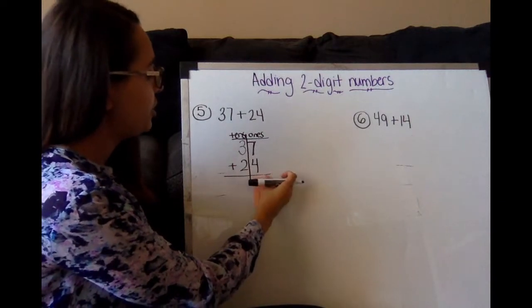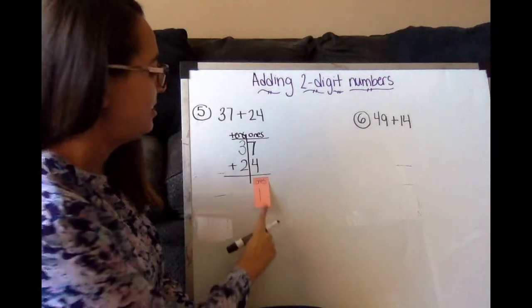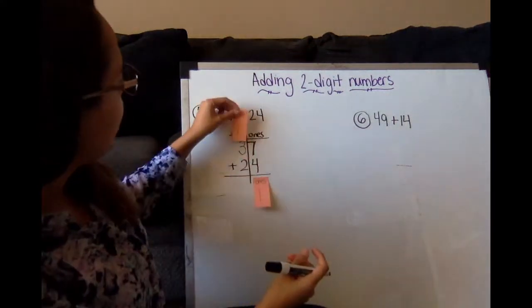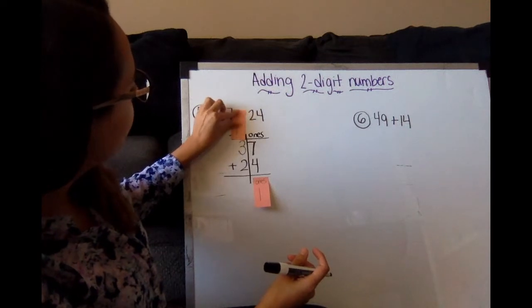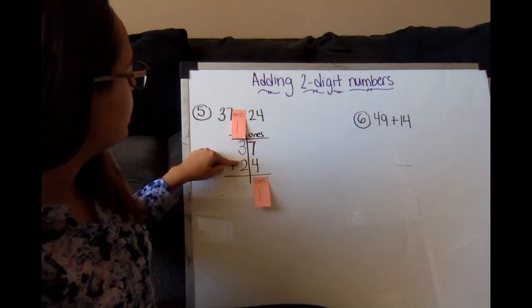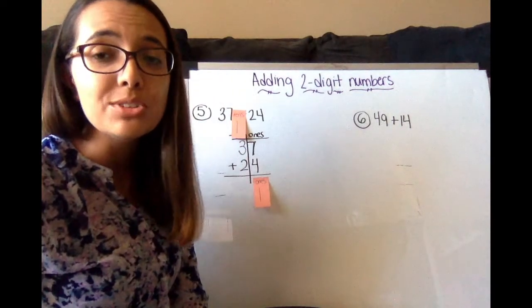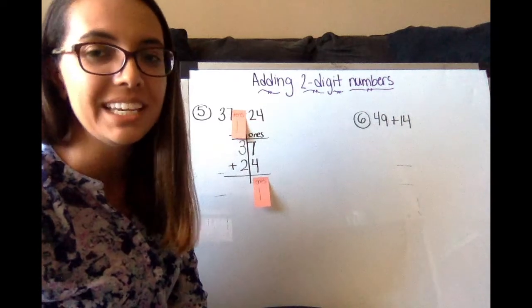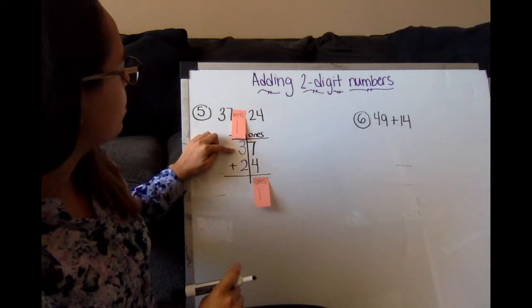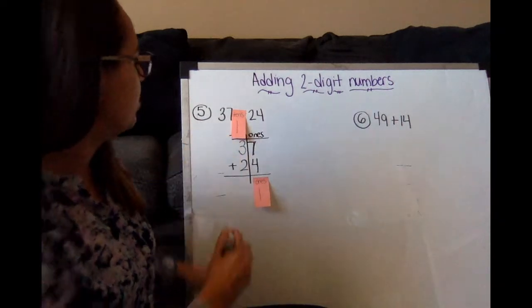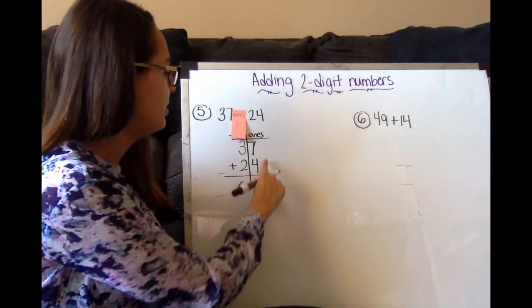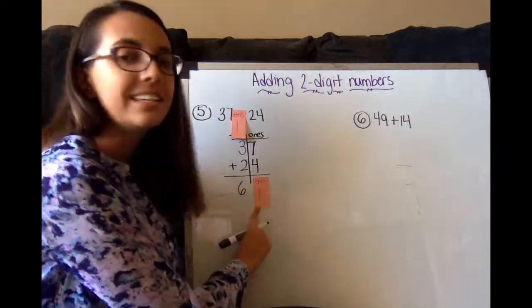So I'm going to put my 1s that's in the 11 right here. And I'm going to take my 10s that's in the 11, and I'm going to carry it over to the 10s place. So now I have 1 10, 3 10s, and 2 10s. So what I'm going to do here is I'm going to add them all up together to get the answer for the 10s column. So I have 1 plus 3, I know that equals 4, and 4 plus 2 equals 6. So my answer for 37 plus 24 is 61.